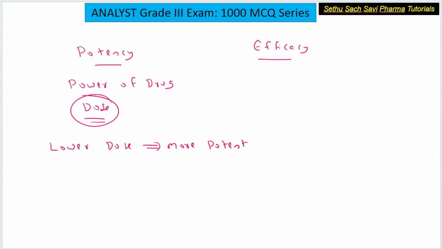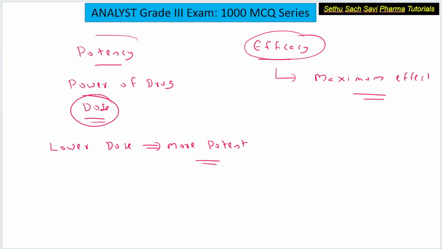So potency basically depends on the dose. It is the power of that drug. And the higher the dose, of course, vice versa, it will be less potent. But what is efficacy? Efficacy is the maximum effect produced by a drug. The dose is related to potency. Now, among potency and efficacy, which is more important? The answer is efficacy. The maximum effect produced by a drug is more important than potency.